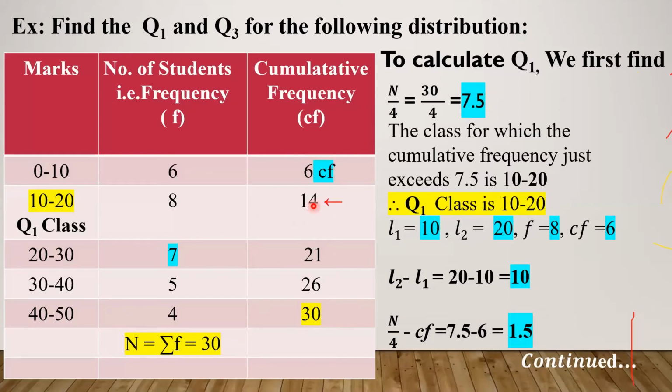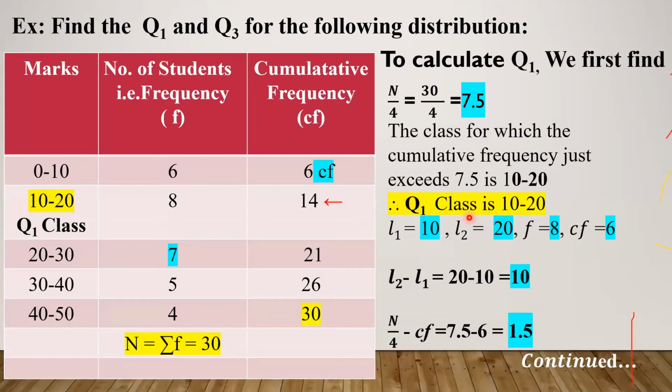And see for which class it is. It is for the class 10 to 20. So this is my Q1 class. Understood? So this class is Q1 class. So my step 4 is over. I have written here the class for which the cumulative frequency just exceeds n by 4, that is 7.5, is 10 to 20. So Q1 class is 10 to 20. See, the things which I am highlighting are very important.